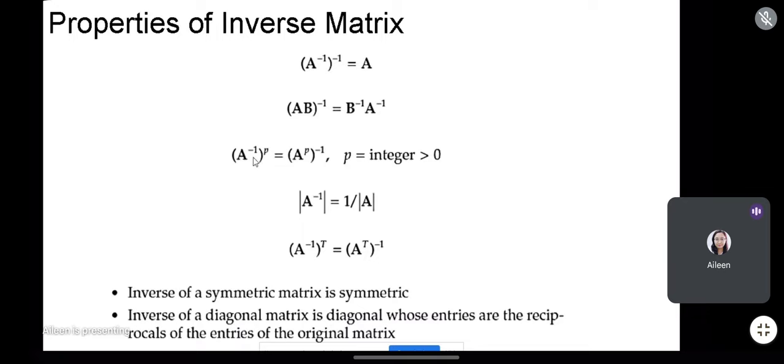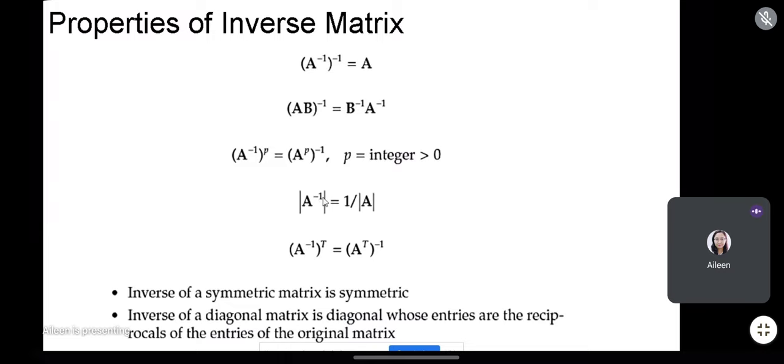Next, if you have an inverse raised to an exponent, it is also equal to A raised to that exponent, let's say A squared, and then saka nyo kukunin si inverse. Ano? Equal siya. Next, we have, kasi greater than 0 because if your P is equal to 0, still it is equal to 1. Ano po? It is equal to 1. Any number raised to 0 is 1.